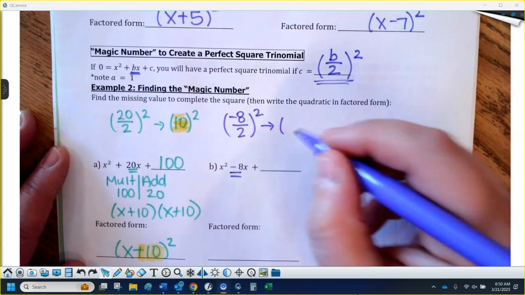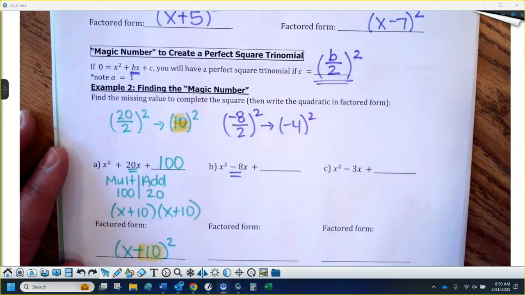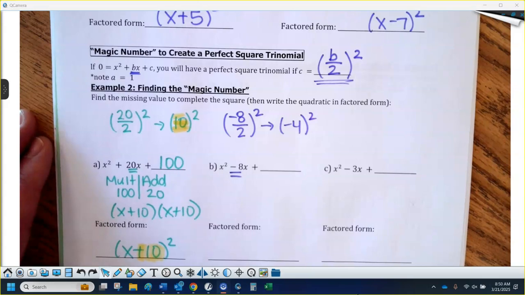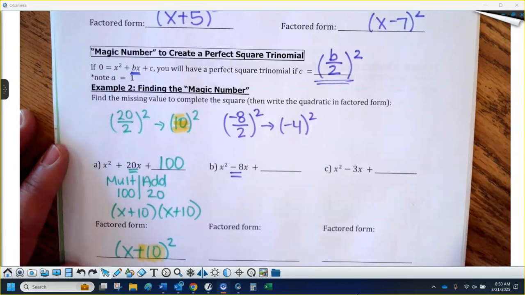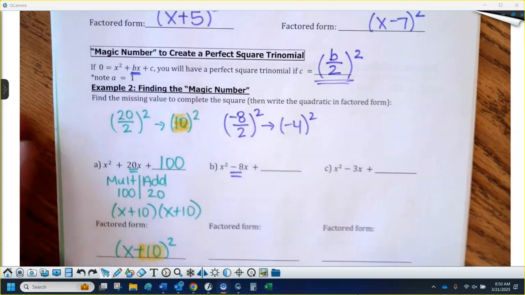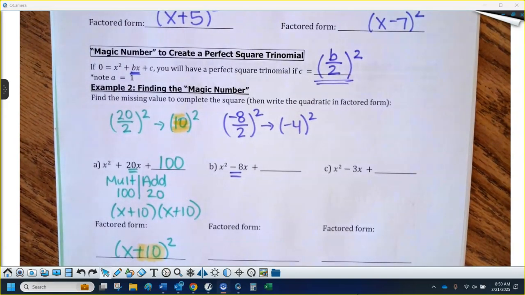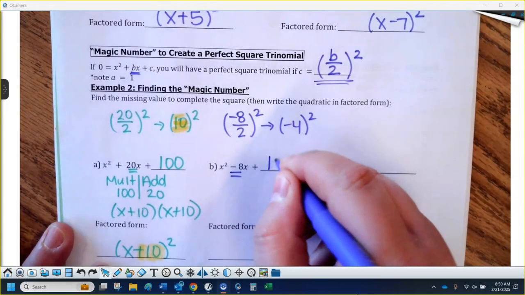Negative 8 divided by 2 is negative 4. We're going to square that. What's negative 4 squared? That would be the square root, but what if I take negative 4 and I square it? Negative 4 times negative 4 is 16. Okay, you did the square root. I said it, and I probably said it wrong.